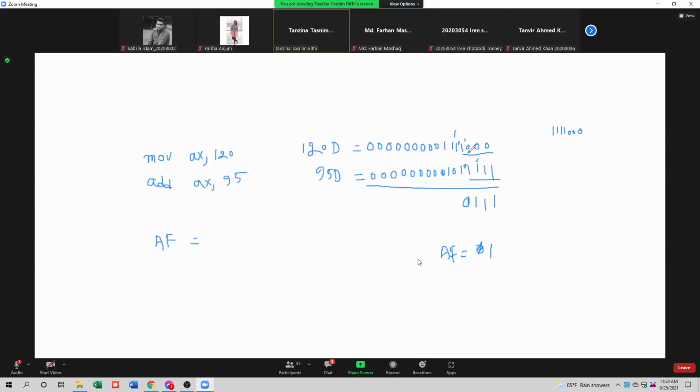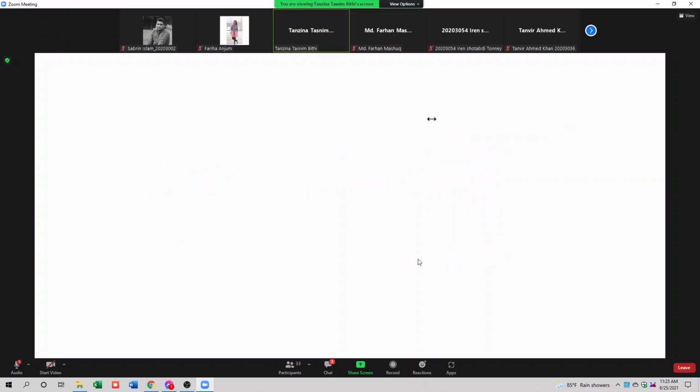I actually missed the sequence. Look, the 4th bit is 1, and in the second number the 4th bit is also 1. So 1 plus 1 equals 0. It will create a carry. Very good. So the auxiliary carry flag equals 1. Clear? So this is for carry into the auxiliary flag register, that means when it produces a carry. But what about borrow? Suppose in this subtraction operation, MOV AL, 43; SUB AL, 92.